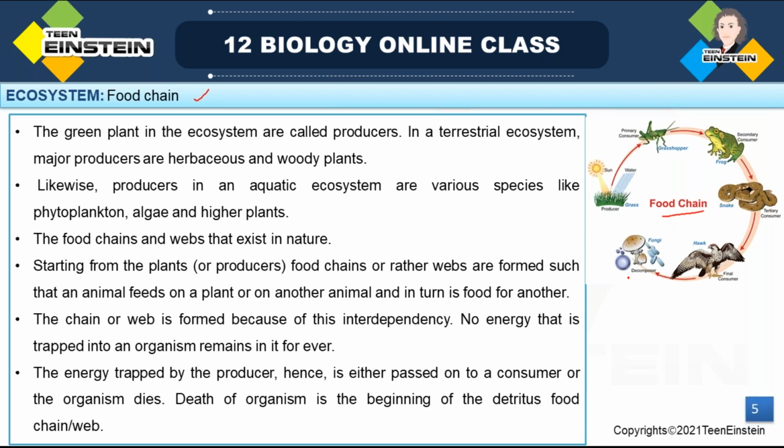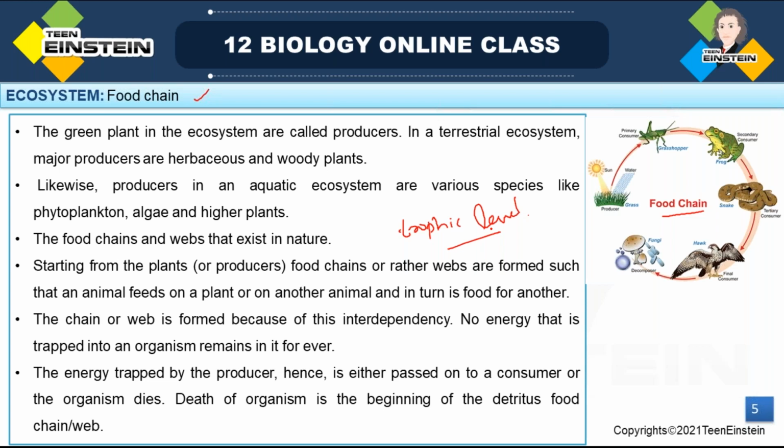so at each level or each step in a food chain, energy transfer occurs. Each step of energy transfer is called a trophic level. What is it called? It is called a trophic level. Okay, each step in the chain is called a trophic level.